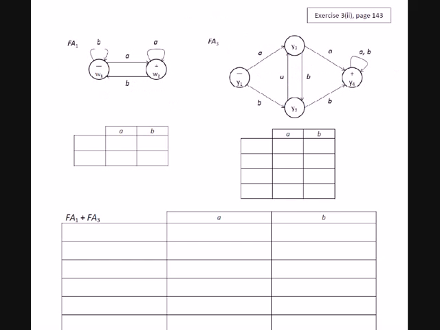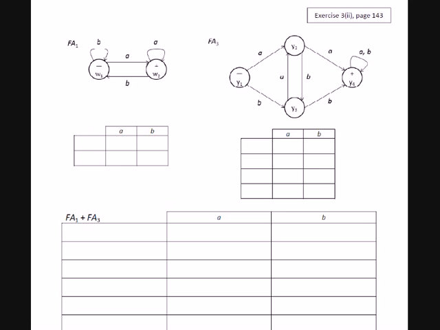We're going to take a look at a specific exercise to show how to complete this algorithm. In this case, we're using exercise 3, number 2 on page 143 of Cohen, and here we're talking about FA1 and FA3. Now, it's possible to use the algorithm just by following the FAs themselves, but I find it easier to work with transition tables. So I'm going to create the transition tables here.